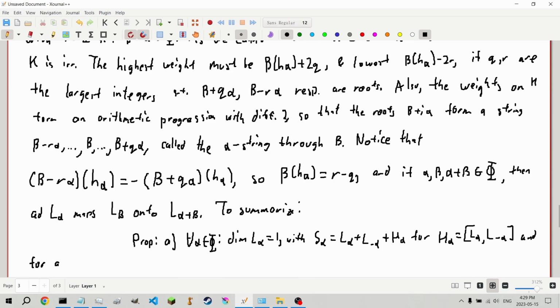And for a given non-zero X alpha in L alpha, there exists a unique Y alpha in L negative alpha, such that the bracket of X alpha and Y alpha is equal to H alpha. That's part A.